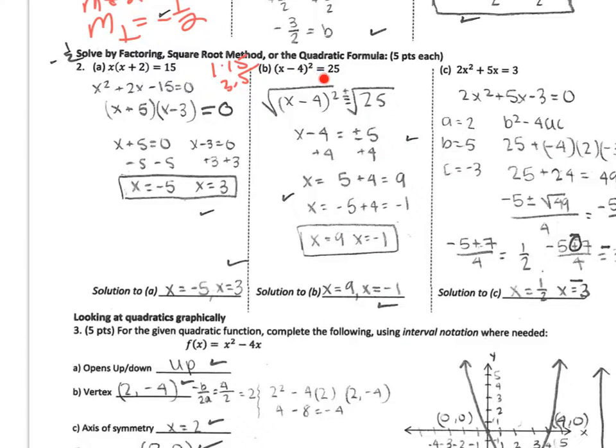For the next question, part B, we can see that both sides are square values. So this is x minus 4 squared. 25 can be 5 or negative 5 squared. So let's take the square root of both sides. When you do that, you take plus or minus on the one side. So we get x minus 4 equals plus or minus 5.